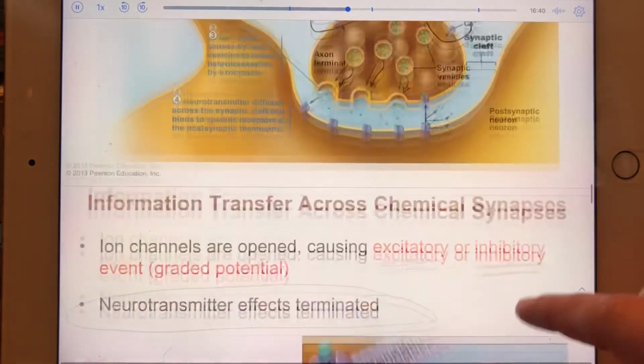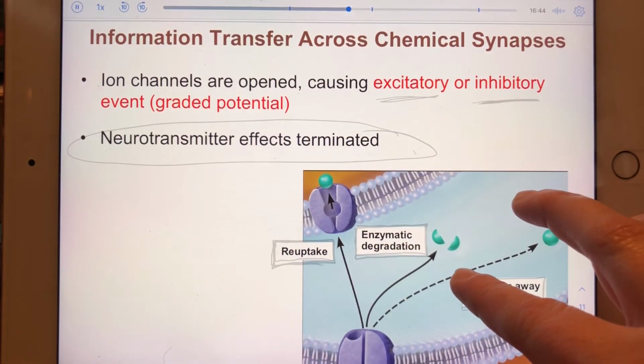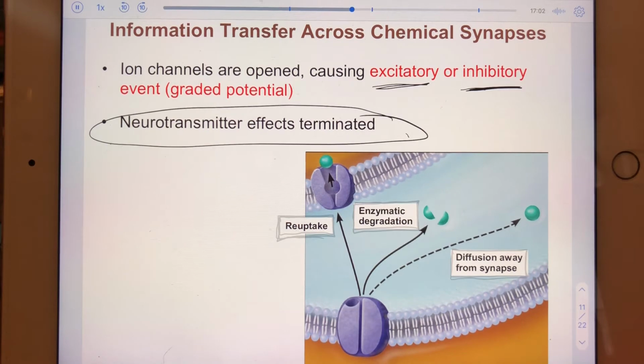All right, next slide. Just reiterating: graded potentials can be excitatory or inhibitory, whereas action potentials are always excitatory. Okay? And then also, I wanted to address what happens to neurotransmitter molecules once they're in that cleft.